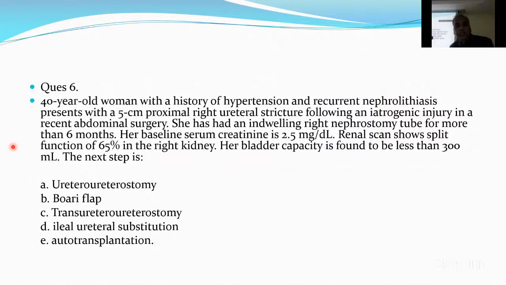But sometimes, as I said, we have done multiple cases of appendix interposition. If you have a good lumen, large, long appendix, you can put the appendix as an interposition tube. You can also put in a buccal graft if it's a non-obliterative stricture. I think these options are not there because the question was probably from a very old book. So I think these two are viable options.